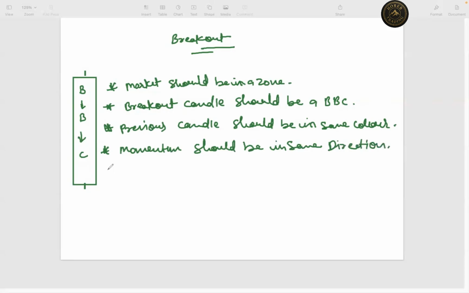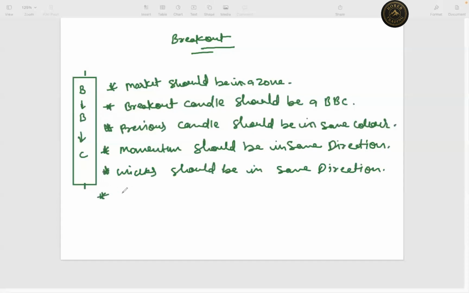The fifth condition is the wick should be in the same direction as the breakout. It's very important. Those conditions should be present before we trade.